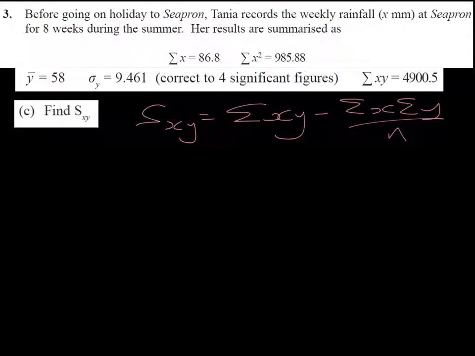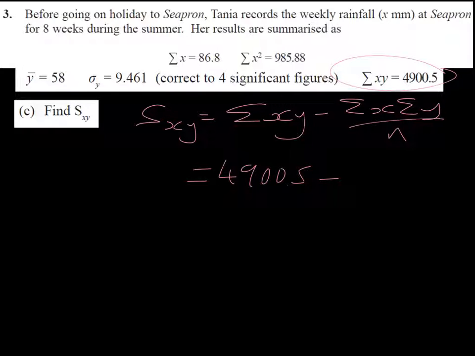In part C, we're asked to find the covariance Sxy. So in this instance, all we need to do is substitute the information we've got into the formula. So Sxy is equal to 4,900.5. But then things start to get a little tricky because we are supposed to find the product of sigma x and sigma y divided by n.